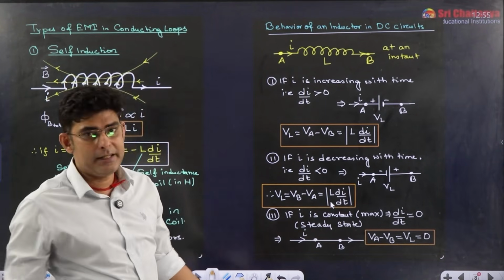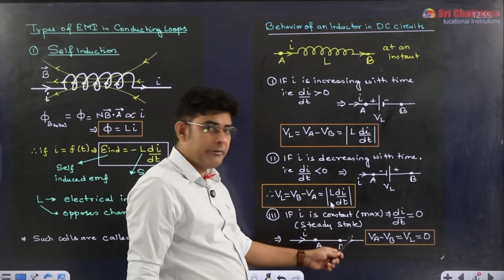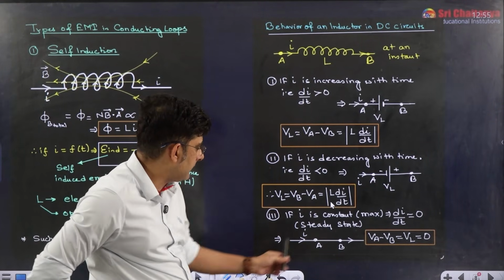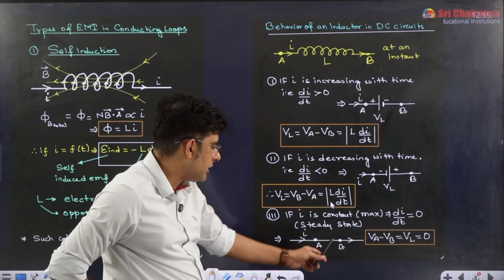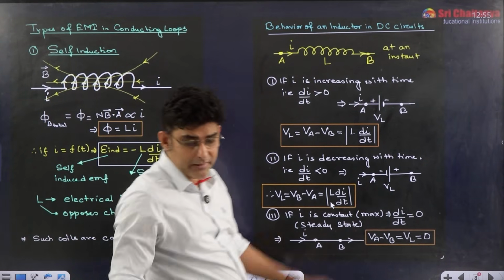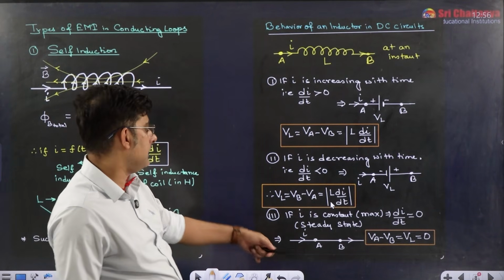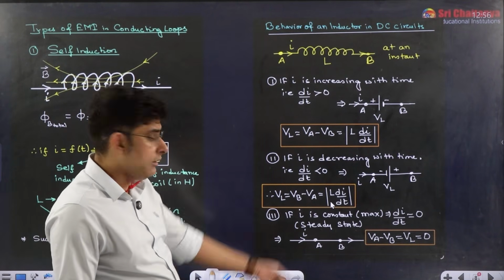If current is constant, there is no change, di by dt is 0; we call it steady state. In steady state, the inductor behaves like a wire, a resistanceless wire. All points will be at the same potential, and the potential difference will become 0. Remember this very important thing. Current is maximum in such a case; current becomes constant, steady state, and the inductor behaves like a wire.